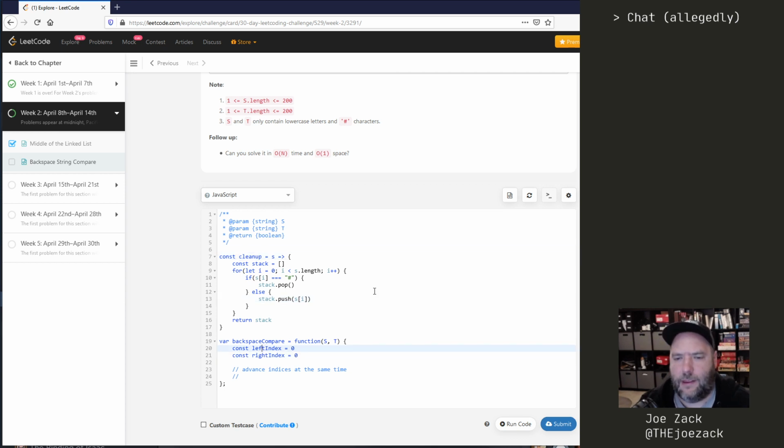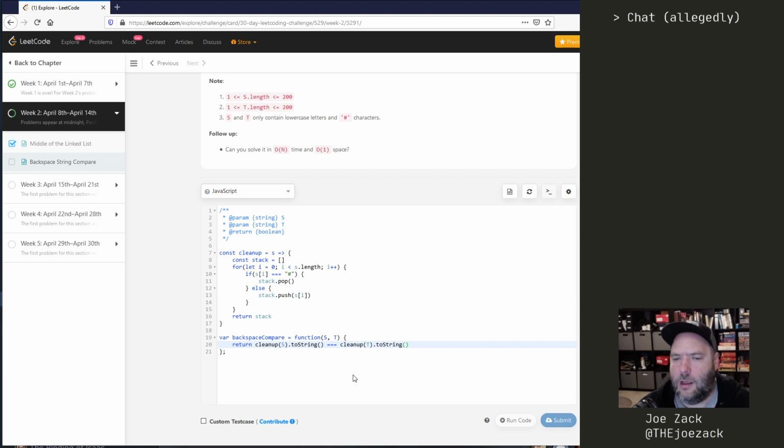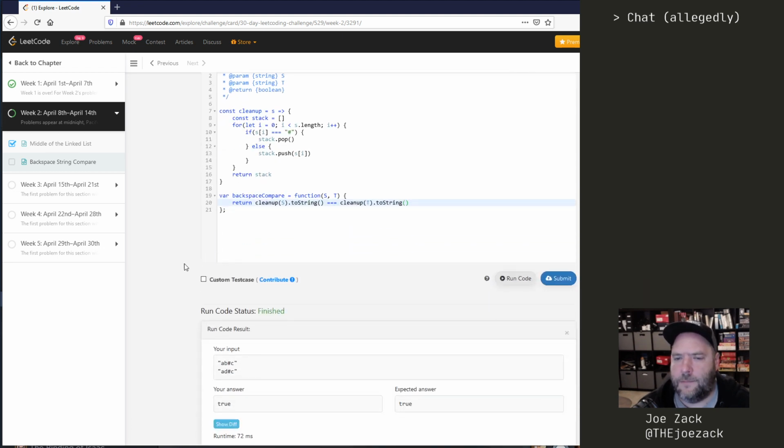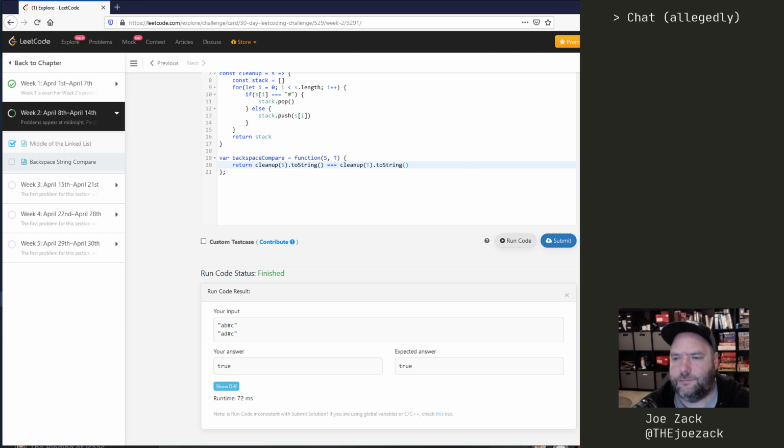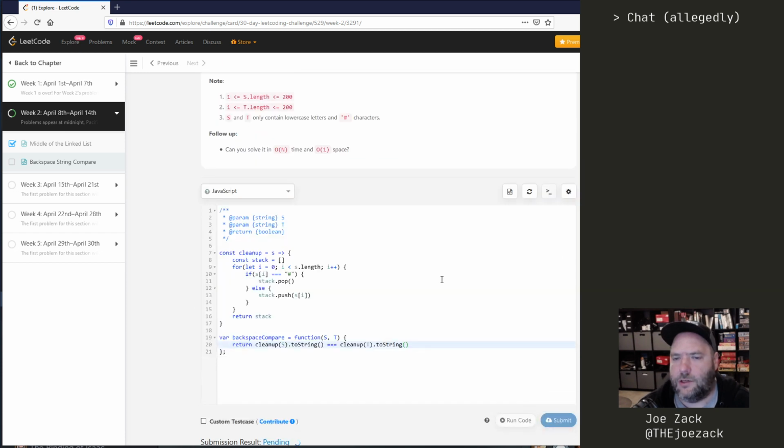So basically all we have to do at this point is return if cleanup S equals cleanup T. That's not quite true either. Dang it. I've got two arrays here. So if I want to compare two arrays, I can loop through again and look at each item. But just to see if this even works, I'm going to do that in a way that's easier for me to type and is no less correct. Alright, so we got the answer. Let's go ahead and submit it and make sure we actually got the real answer.